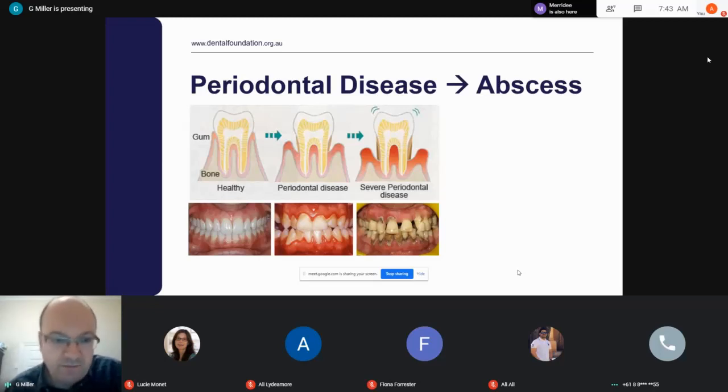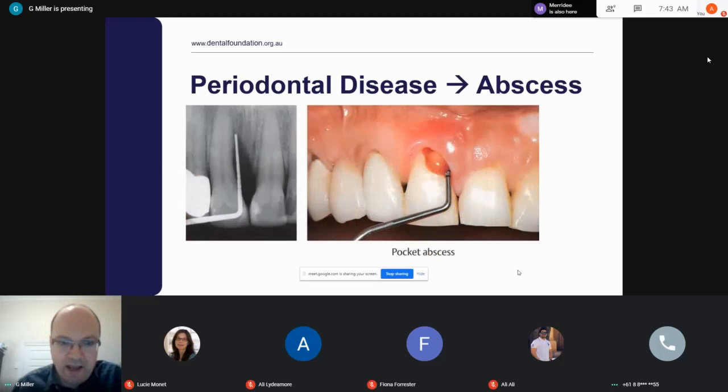And my apologies for any of you who are enjoying breakfast at this very time. I'm sorry about that. It's probably a breakfast ruiner. And you can see here, this is the typical pocket abscess.